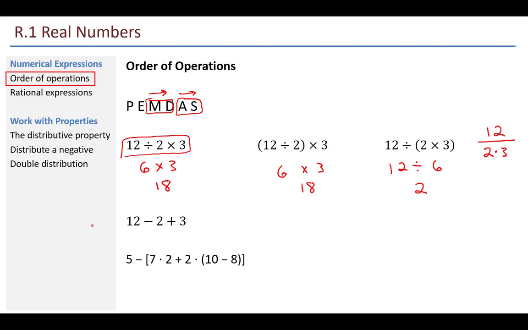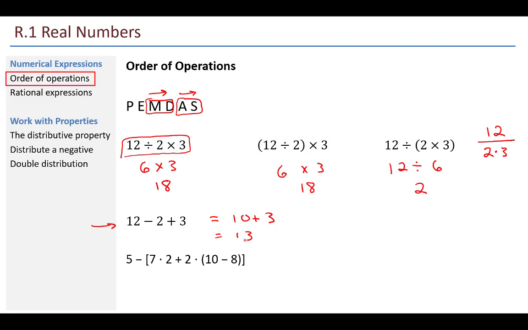How about this next example? Can you see what that will be? Well, addition and subtraction are handled left to right, so I first do the subtraction. 12 minus 2 is 10, so 10 plus 3, and now I do the addition. 10 plus 3 is 13.